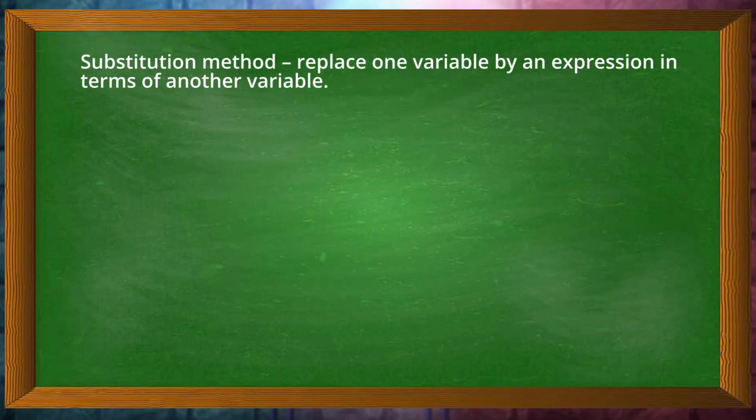In this lesson, we will learn about a method called the substitution method to solve simultaneous equations. One variable will be replaced by an expression in terms of another variable. Consider the equations x + 5y = 19 and 3x + 2y = 18. In this case, we have an x term which has the coefficient 1. This is an indication that we can easily use the substitution method to solve these simultaneous equations.